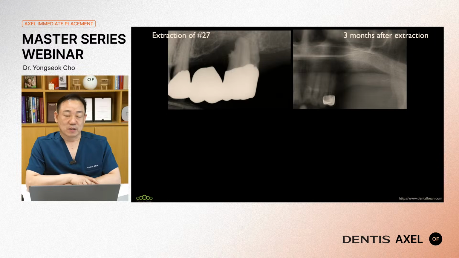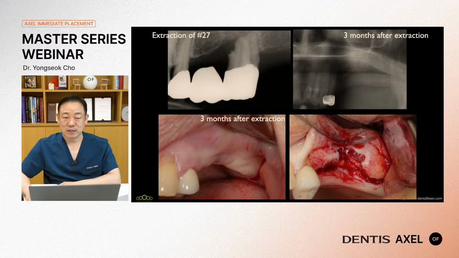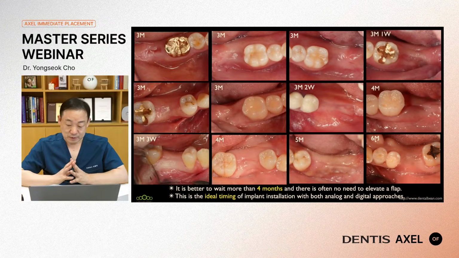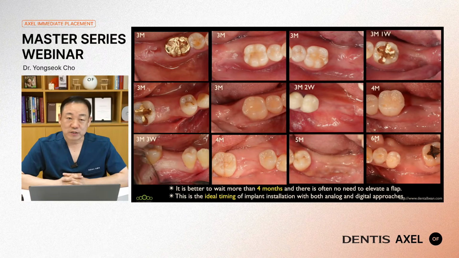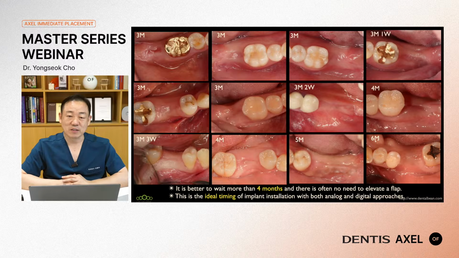The patient had the left second molar extracted because of periodontal disease. A panoramic view was taken again 3 months after the extraction, and when I opened the flap, I found the bone healing was very poor. In these pictures, the timing after extraction is 3 months, 4 months, and 6 months. Look at the width of the alveolar ridge and the condition of the soft tissue.